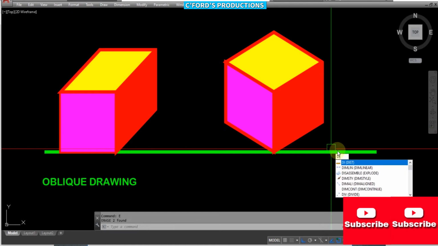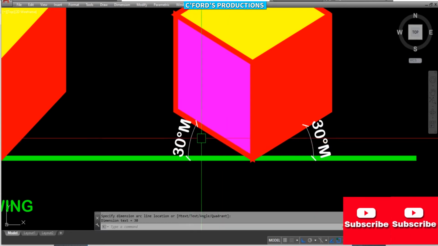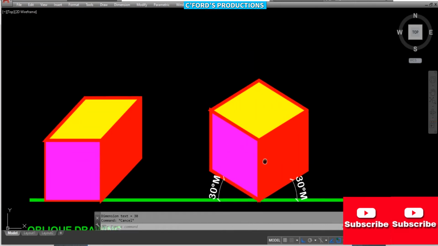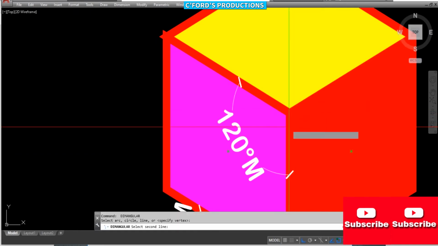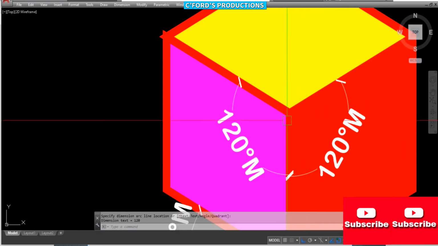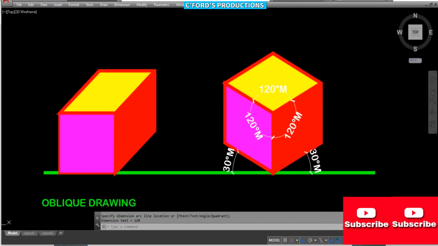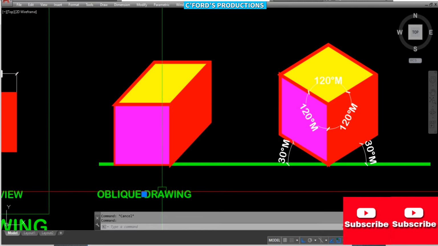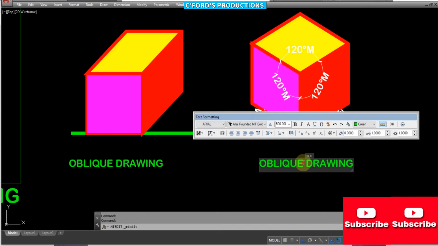So next we'll put the dimension of the angle. So the dimension is 30 degree angle. And also this part, the dimension is 120 degree angle. So both are equal. So this one is the isometric.